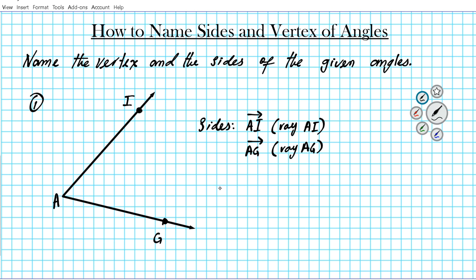How about the vertex? The vertex is basically the point of intersection of these 2 rays, ray AI and ray AG, which is A, okay? And then you just say this as point A. So that's basically how you name the sides and the vertex of angles. Let's take a look at another example.